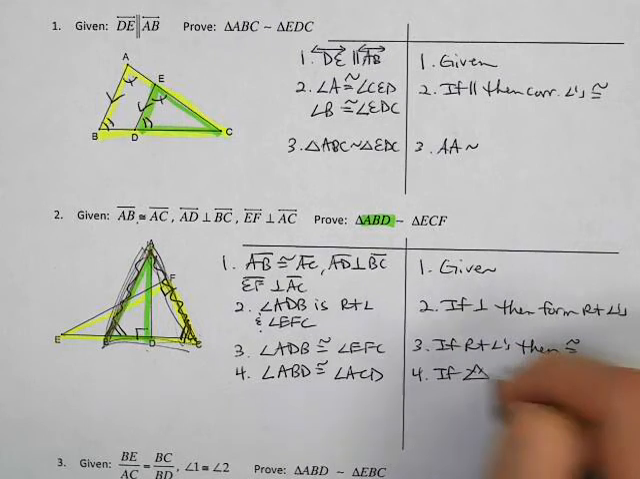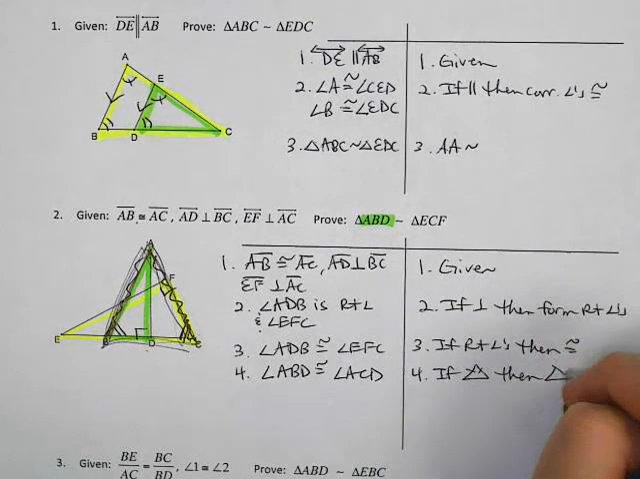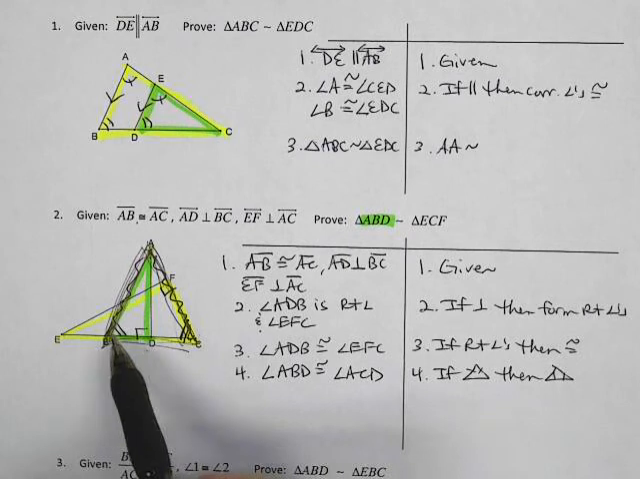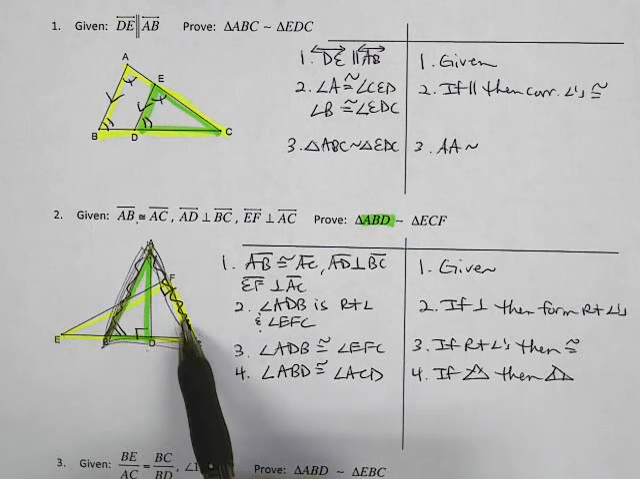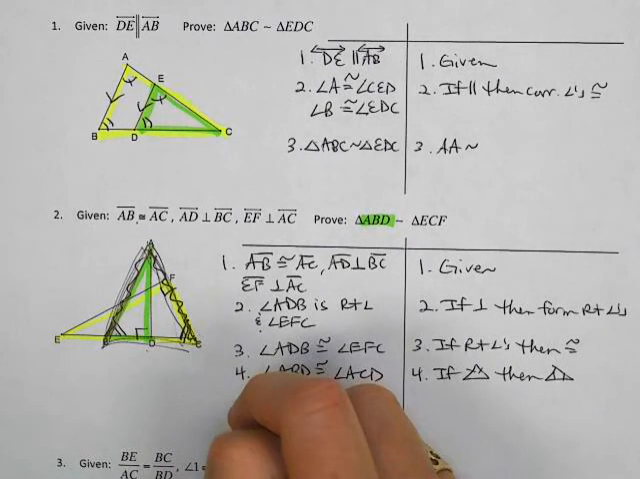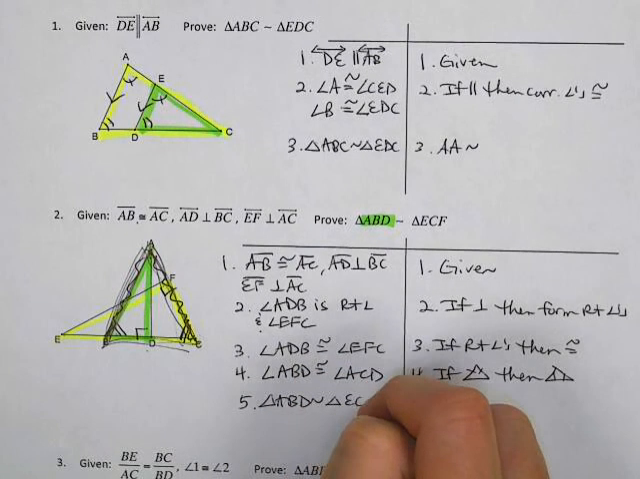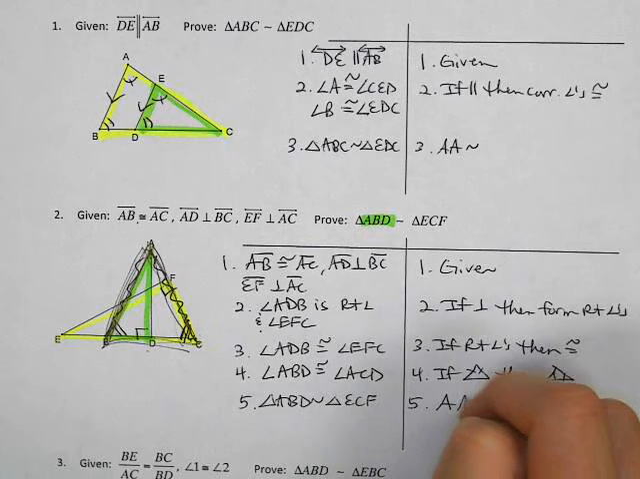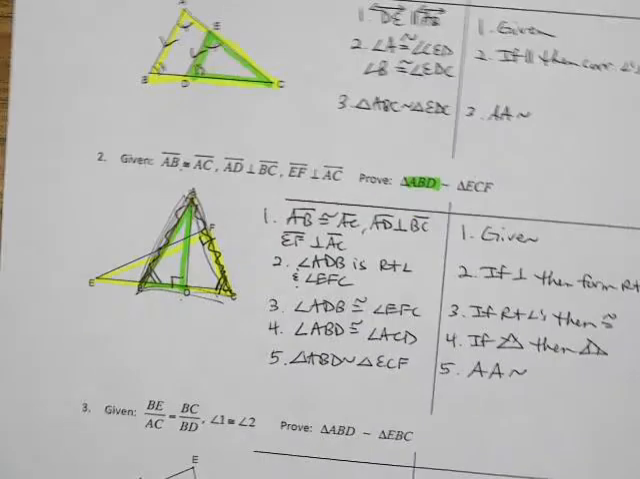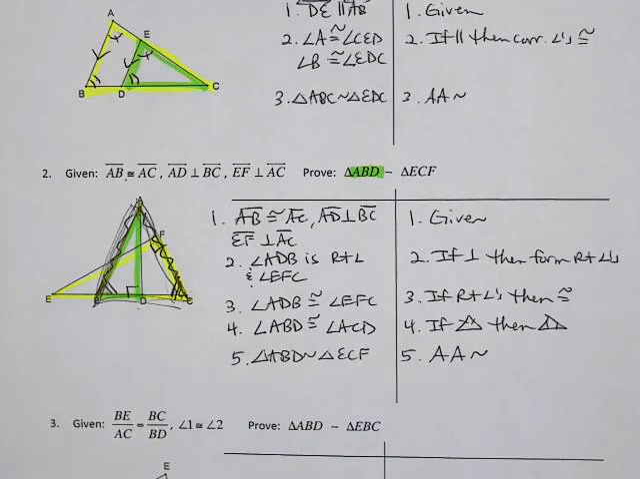If sides, then angles. But now I have two angles in the green and I have two angles in the yellow. So therefore triangle ABD is similar to triangle ECF by angle-angle similarity. Okay? And that's it for this lesson.